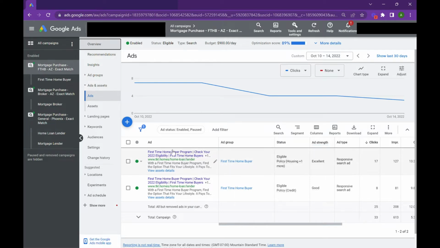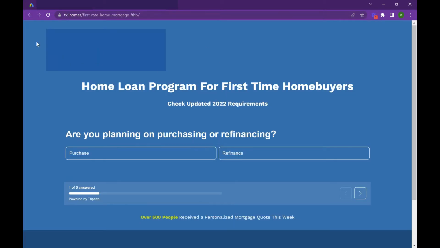They click on this ad, and then they're going to get this landing page. I'm going to black out our logos throughout this video, just because this is a legitimate client, and I don't want to expose them. But with that said, this is pretty standard. They click on the ad, they get home loan program for first-time home buyers.